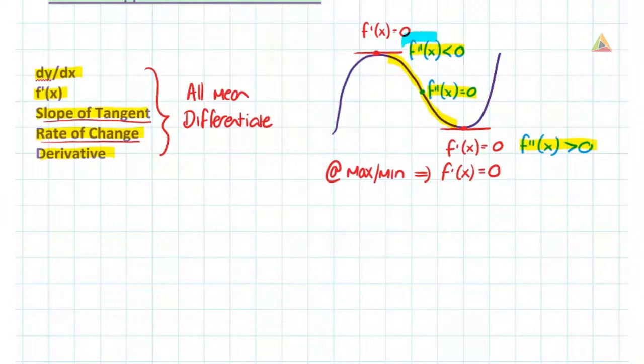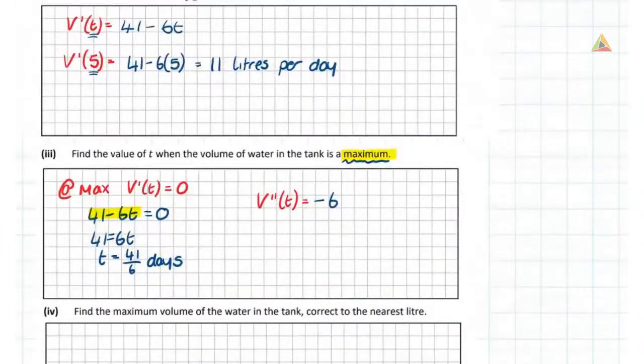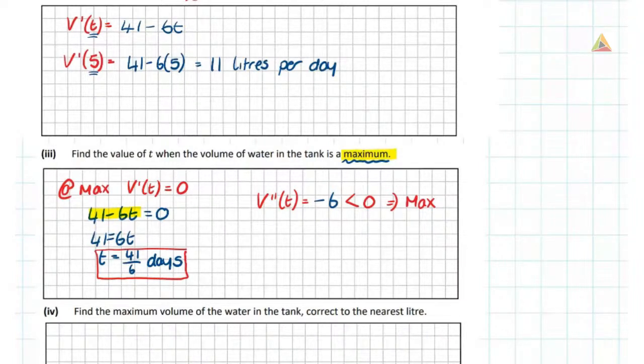remember up here, we said that at the maximum, the second derivative is negative, while at the minimum, the second derivative should be positive. So if we go back to our question, we've just gotten a negative second derivative, so therefore we're confident that this is a maximum point. But we're looking for the time in days, so your answer is 41/6.